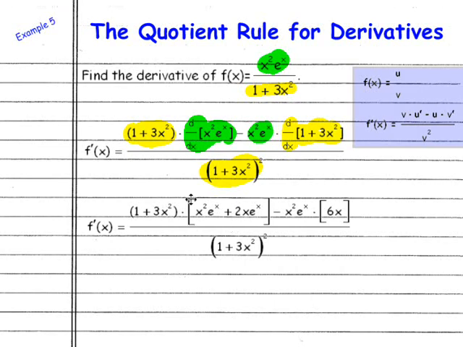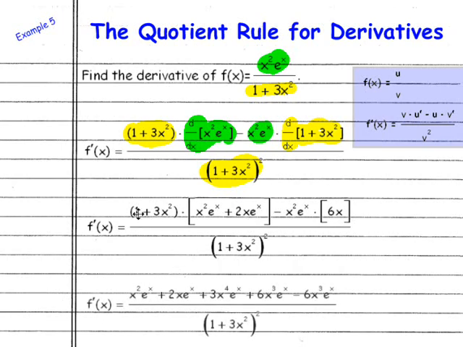Now we see what we have is a binomial times a binomial in this position. So we'll need to do this multiplication. And as we see doing this multiplication, a 1 times x squared e to the x is x squared e to the x. A 1 times 2x e to the x is 2x e to the x. A 3x squared times x squared e to the x will give 3x to the 4th e to the x. And finally, 3x squared times 2x e to the x gives a 6x cubed e to the x.